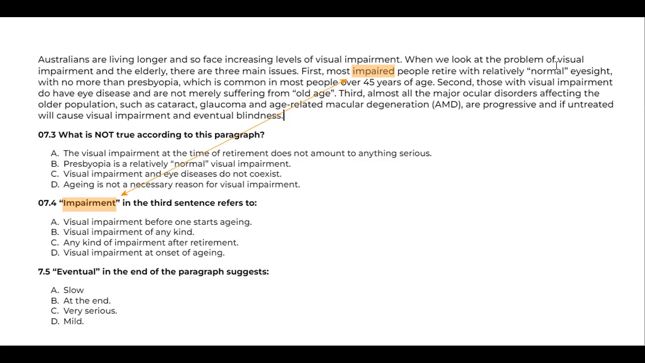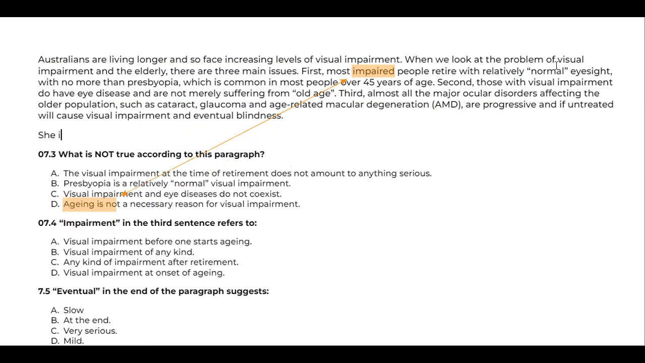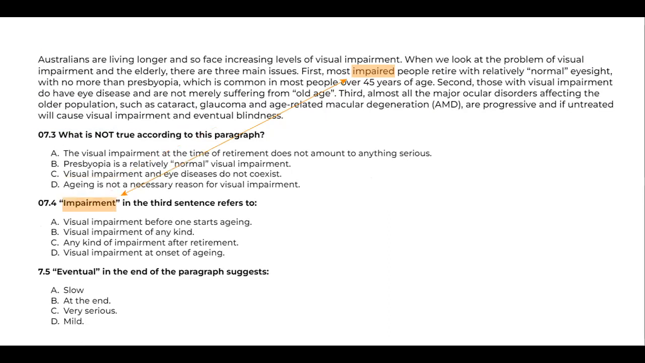Like when I say she is very cute, this is the normal sentence. This means she is really cute. It has the complete literal meaning. But if you put quotation marks around cute, it is going to have a different deviated meaning, which means she is not really cute, she thinks she is cute, but actually she is not cute. This kind of deviated meaning can come due to the presence of single or double quotation marks. I hope it is clear to you. If you have got that clearly, it says normal, see, the visual impairment at the time of retirement does not amount to anything serious.